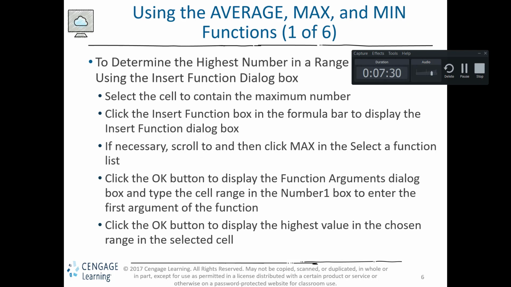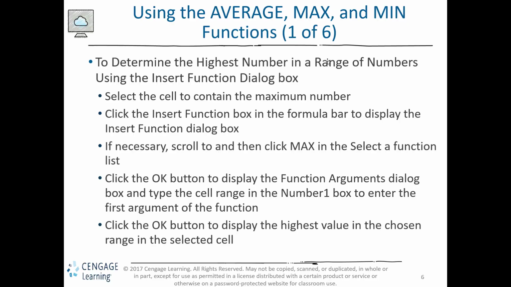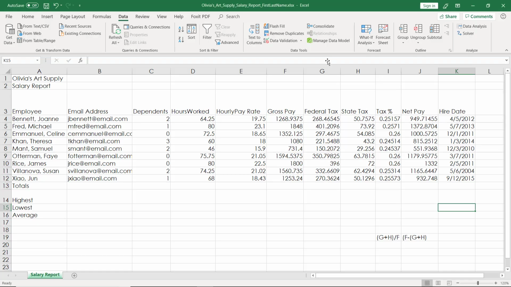Continuing on, I can do some other formulas: average, max, and min, and you'll be doing all of these in your textbook project this week. In the Excel spreadsheet we've been working on, there are rows here for highest, lowest, and average. And I would like to figure that out for each one of the cells where it's appropriate.